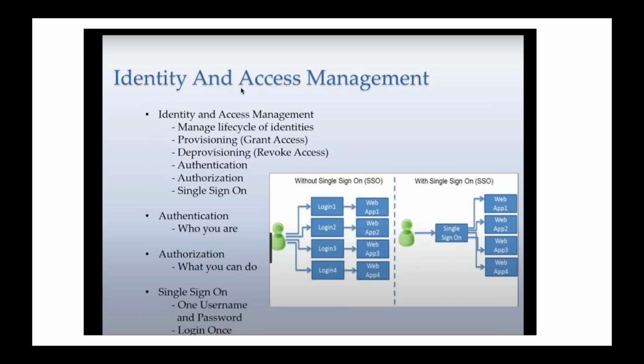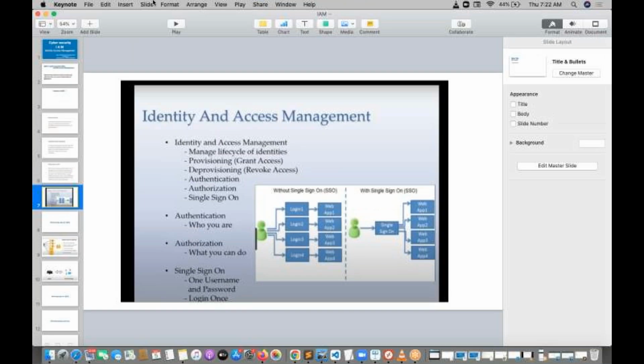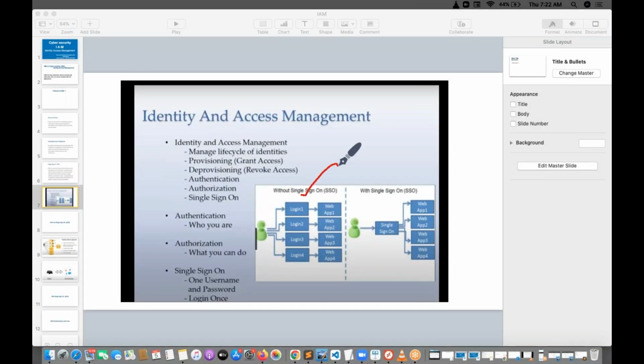Can you see this diagram? This is a very important diagram. You can observe it. Without single sign-on, what happens is: for web application 1, login 1; web application 2, login 2; web 3, login 3; web 4, login 4. I already explained this diagram in Paint, but you can see the material also.